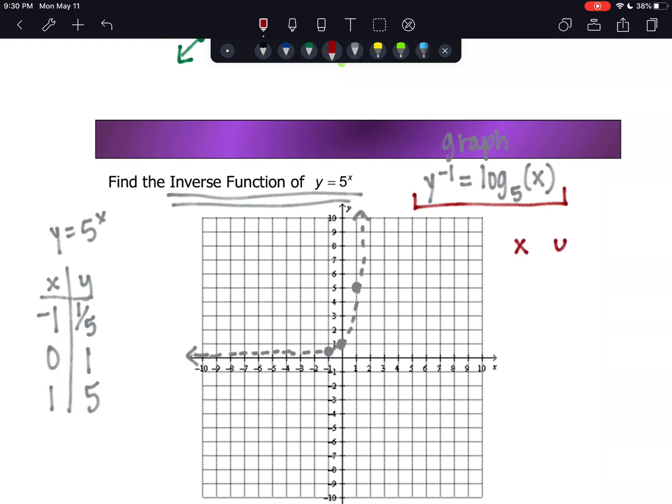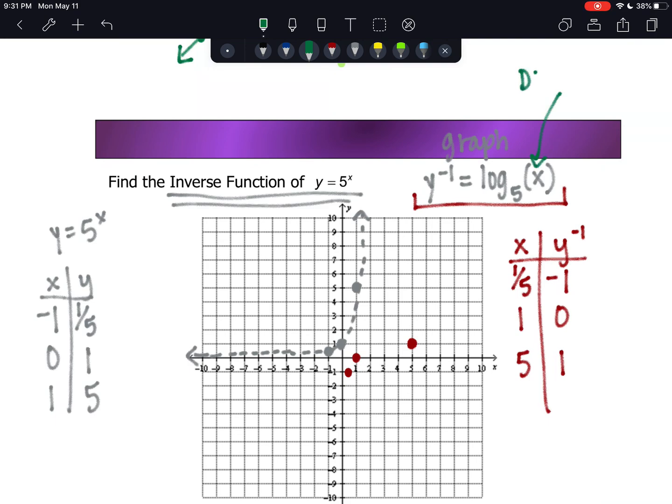So for this graph, we're going to put a 1/5 in and get a -1 out, put a 1 in, get a 0 out, and put a 5 in and get a 1 out. So 1/5, -1, 1, 0, and 5, 1. Now I'm going to check my domain. The domain, x has to be greater than 0, so that's 0 to infinity.